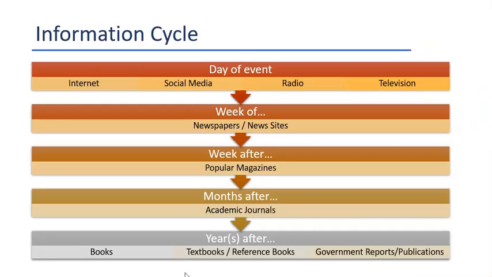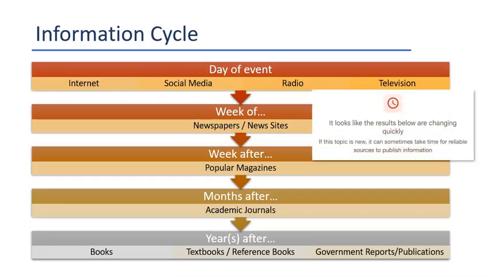You may also need to consider the information cycle when searching for literature. Consider an event that happens, such as the results of an election. On the day of the event, you will find information about it on websites, social media, and on TV and radio. Be aware that it may take some time for information about a new event to be verified. The week of the event, you will read about it on news sites or in newspapers, and shortly after that, the information can appear in magazines. However, it may take time for the event to be written up in journal articles and textbooks.